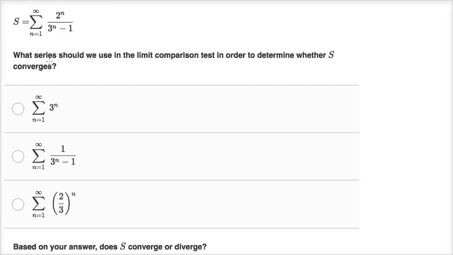So we're given a series here, and they ask, what series should we use in the limit comparison test, in order to determine whether S converges? So let's just remind ourselves about the limit comparison test.